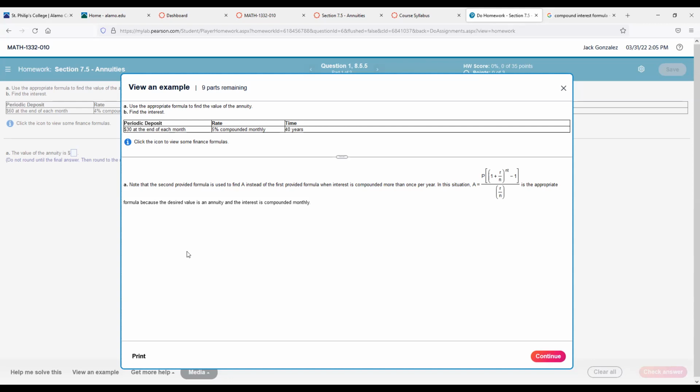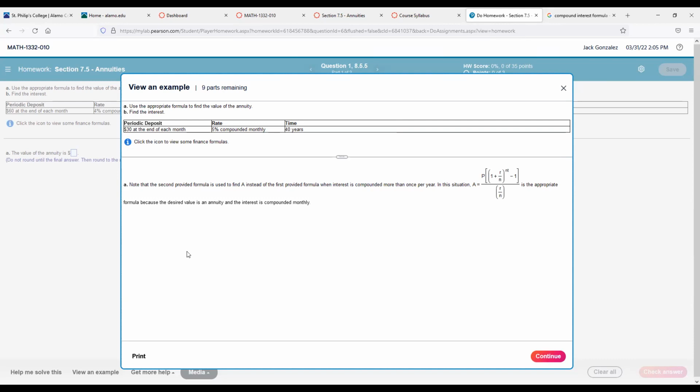But let's write down P. So I'm depositing 30 bucks every month. So P is equal to 30. I'm going to write that down, $30. Rate R is 0.05, right? That's percentage. My time is 40.